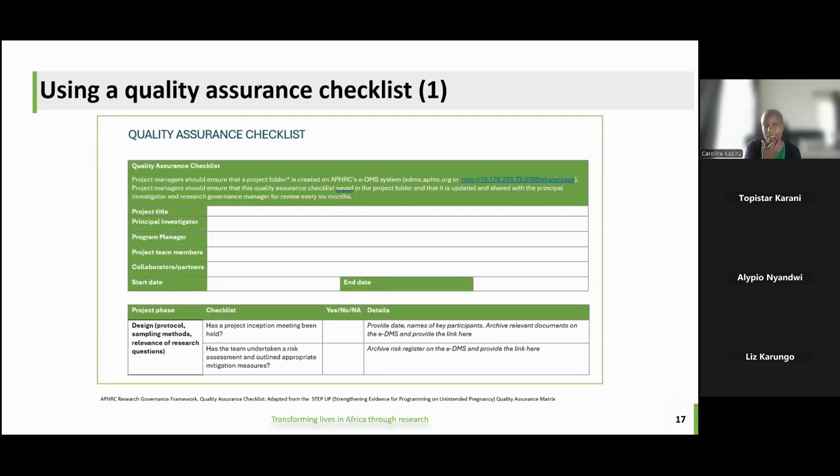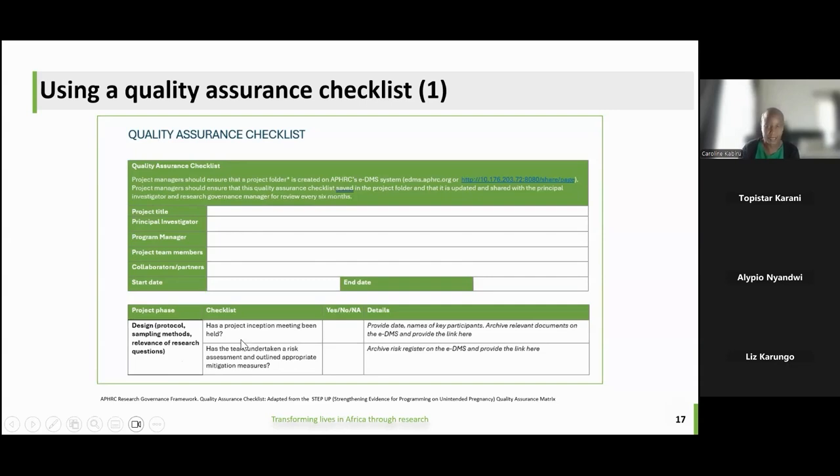So really this checklist outlines the project, who the team is, the start date, the end date, and then it has different sections. And the next couple of slides, I'll just show you the different sections. But again, I'll be sharing the slides. And if you have further questions, or if you want a draft of the checklist, I'd be happy to share that as well.